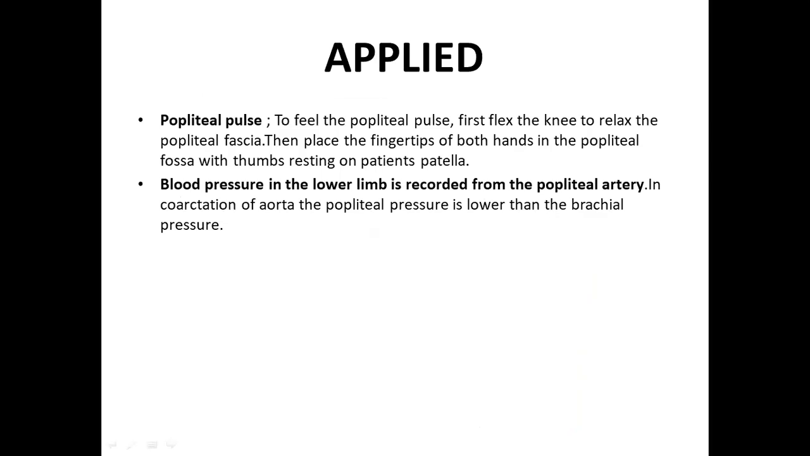What is the clinical importance or the applied importance of this popliteal fossa? So as I've already said, the popliteal pulse. To feel the popliteal pulse, first we have to flex the knee and relax the popliteal fascia. Then we place the fingertips of both hands in the popliteal fossa with thumbs resting on the patient's patella. The blood pressure in the lower limb is recorded from the popliteal artery. In coarctation of aorta, the popliteal pressure is lower than in the brachial pressure.